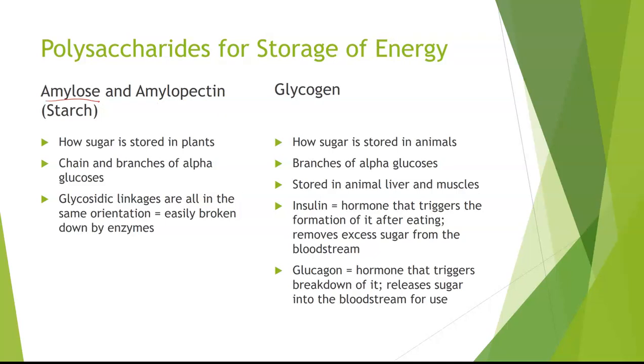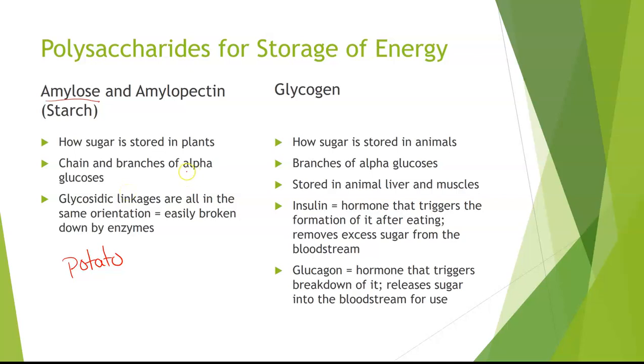This is how sugar is stored in plants. Plants use starch. Think of a potato. A potato is a starchy vegetable. That is the storage unit for a plant. They are made of chains of glucose molecules.